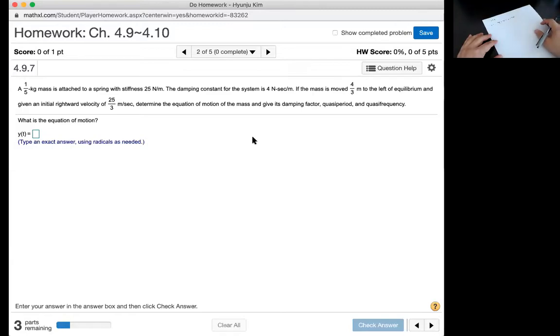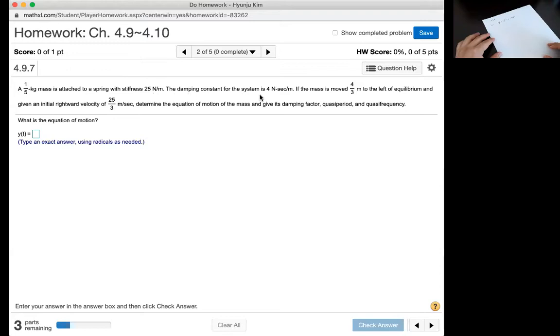A 1/5 kilogram mass is attached to a spring with a stiffness of 25 Newton per meter, and the damping constant for the system is 4 Newton second per meter. So we see the mass is 1/5, the spring constant k is 25, and the damping constant b is 4, right? And if the mass is moved 4/3 meter to the left of the equilibrium, it means the initial position of the object is -4/3 meter.